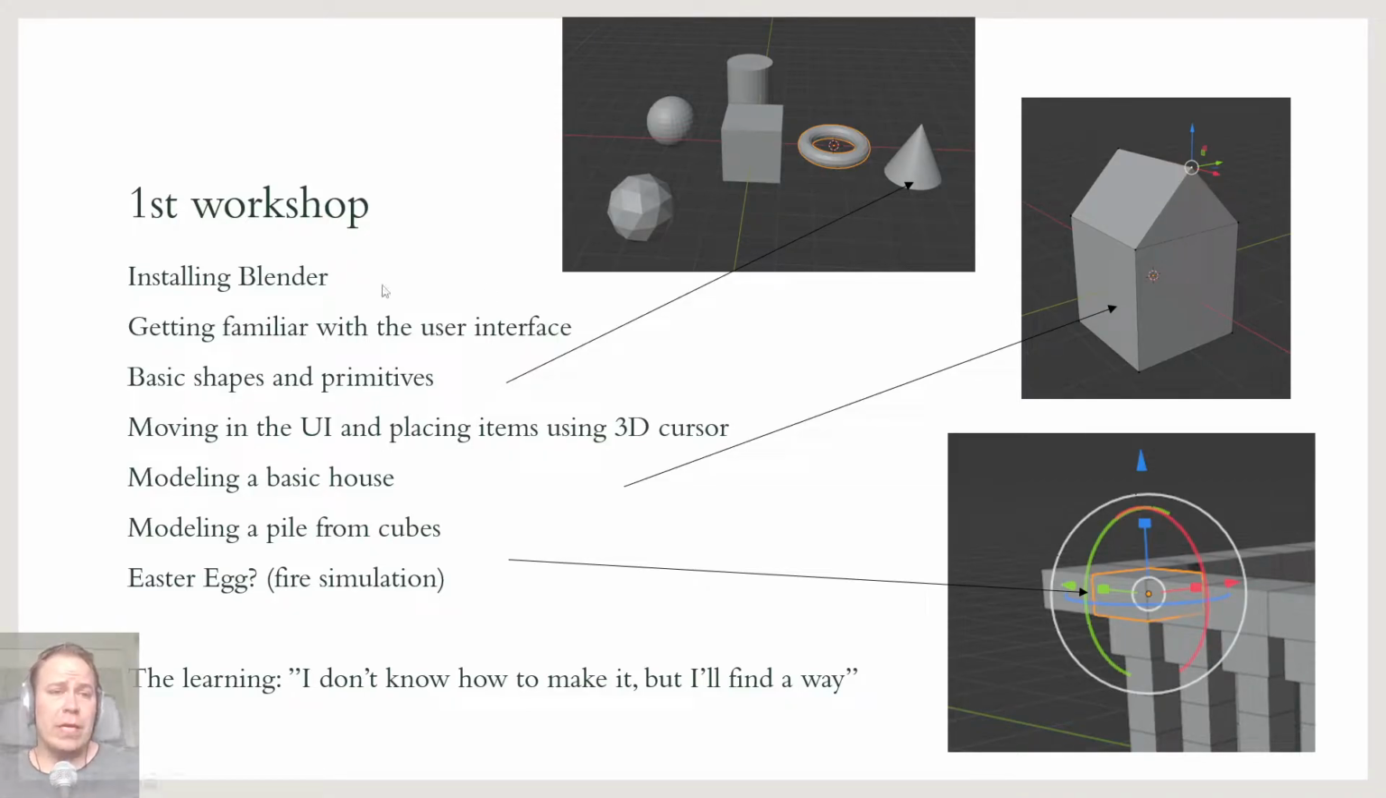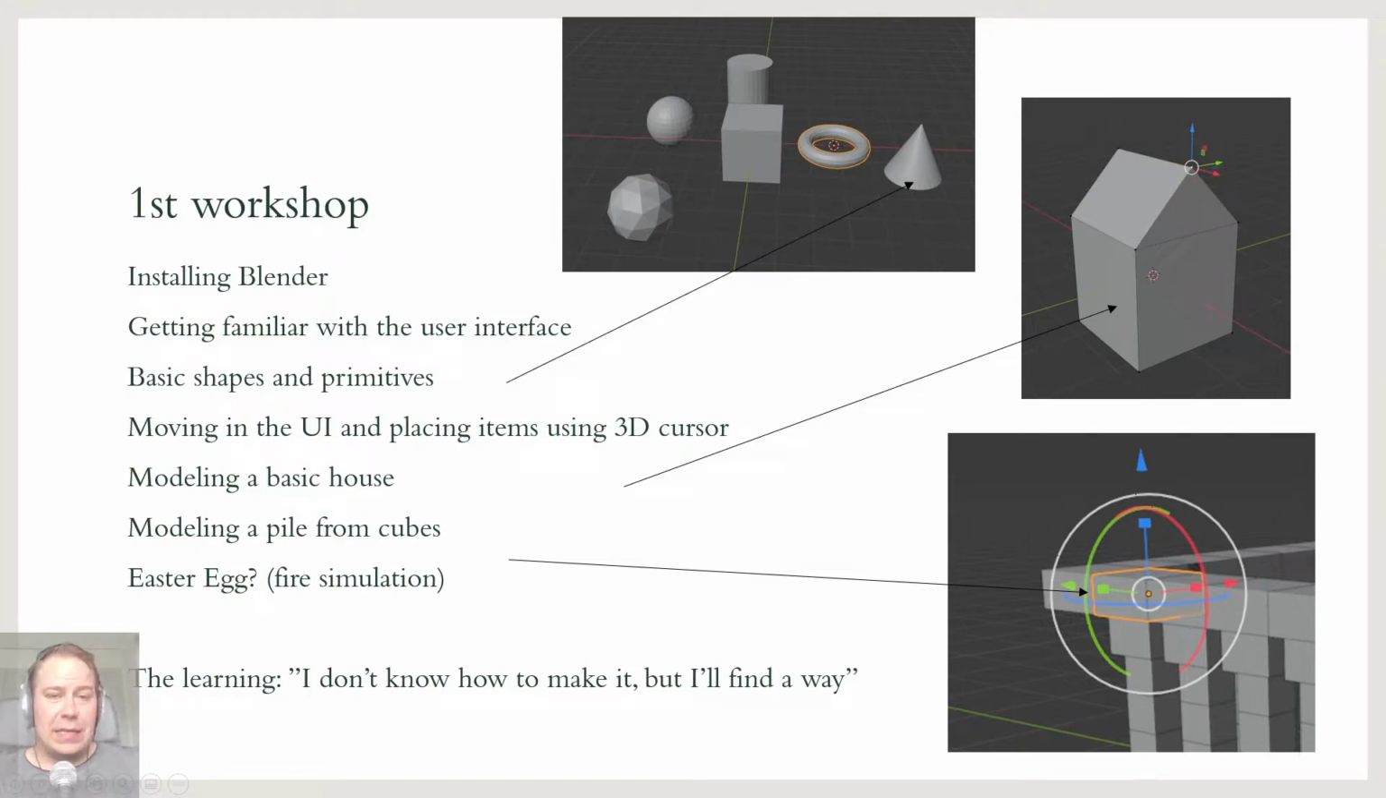So basically our first workshop goes like this. Hopefully you have already installed Blender. We're going to get familiar with the user interface just a little bit, and you're going to dig deeper there as well. Basic shapes and primitives, moving in the UI and placing items, and then modeling a basic house using just the basic extrusion shortcut, and then merging those vertices together. And then modeling a pile from cubes, and then we have a little Easter egg here in the end if we have time: fire simulation. I don't know how to make it, but I'll find a way.